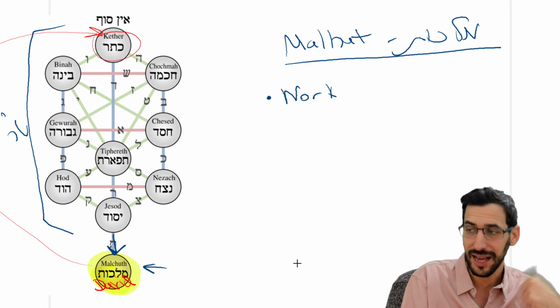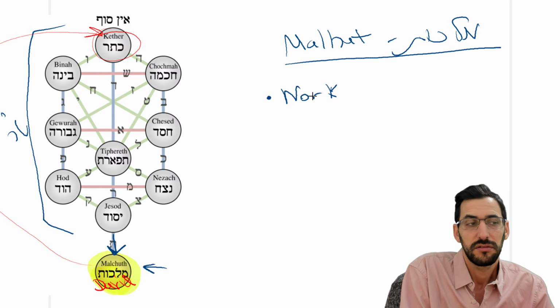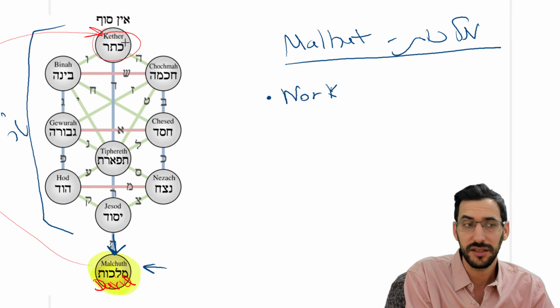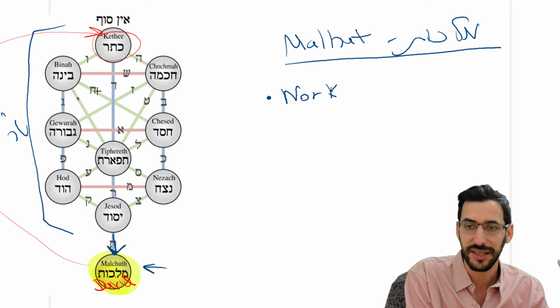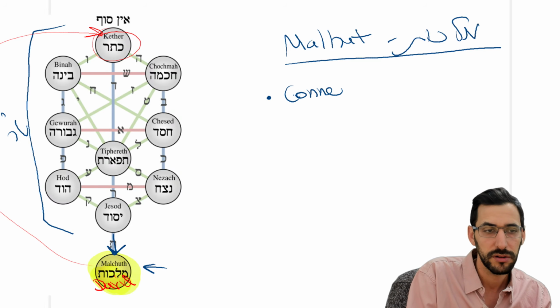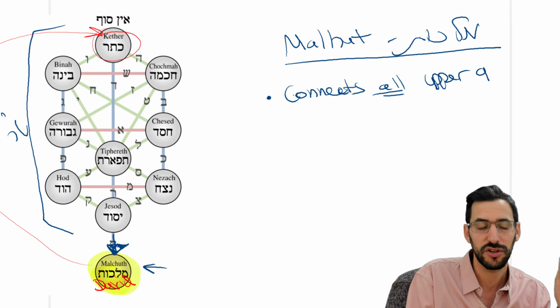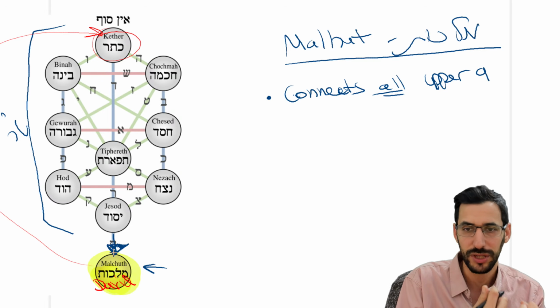So it's actually the darkest place, but it also has in it the potential to be the lightest place, to be what connects us to the upper nine, to the Keter. So, whatever I work here, it connects all the Sefirot together. All upper nine. So it's done by Yesod. Yesod does, you could say, the work of connecting, but it basically brings it all to Malchut.